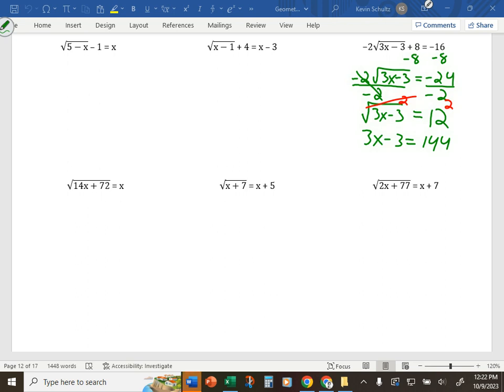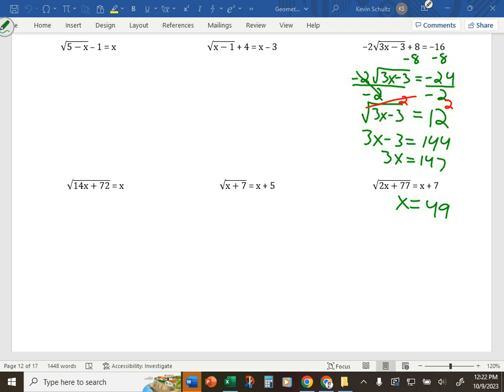Okay. Nathan. Can we do the first one in the second row? Well, we're not done with this one yet, but yes, we can do that one next. Right? Now, add 3 to both sides. We get 3x equals 147. Divide both sides by 3. We get x equals 49.